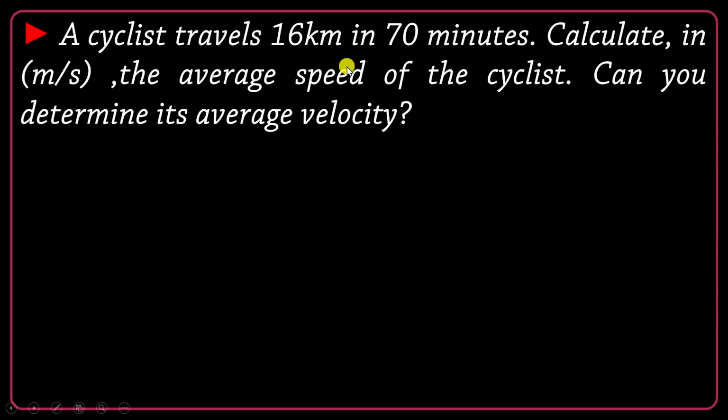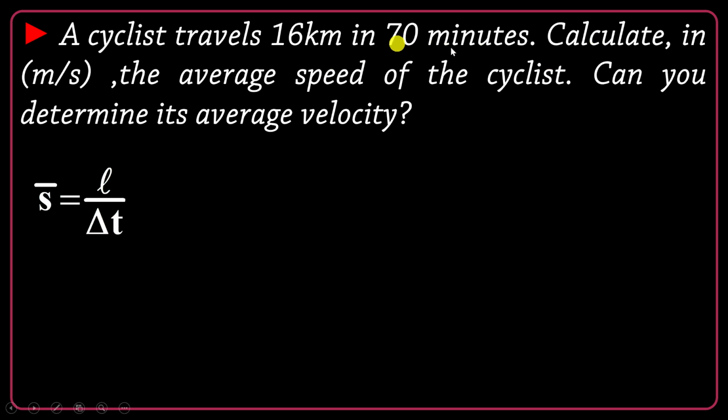A cyclist travels 16 kilometers in 70 minutes. Calculate in meters per second the average speed of the cyclist. Also, can you determine its average velocity? Okay, let's first consider the first part and then the average velocity. Here I know that the cyclist has a journey of 16 kilometers. I don't know if it has been to the right or left, I don't know the direction of motion, or if it has any turning point. I'm not aware of that, but I know that the average speed is going to be L, the distance traveled, which is 16 kilometers, divided by the time, 70 minutes, okay?